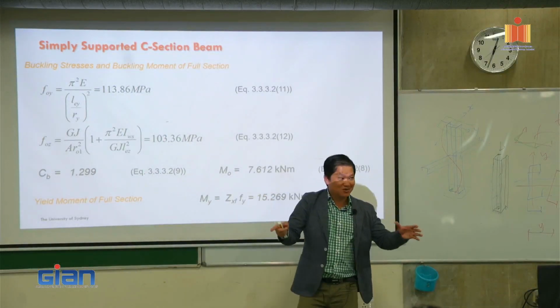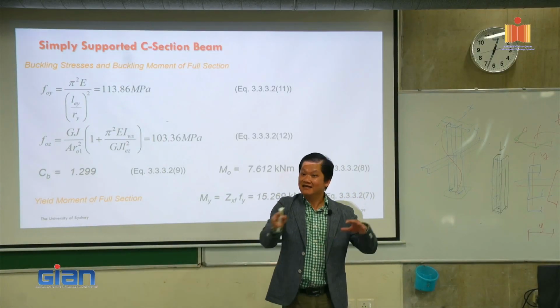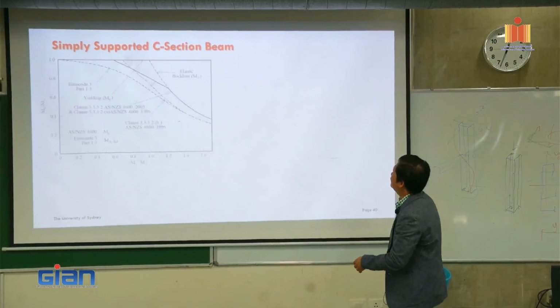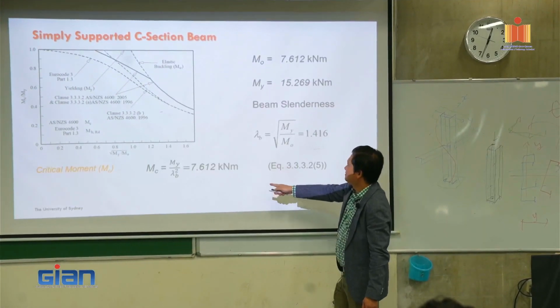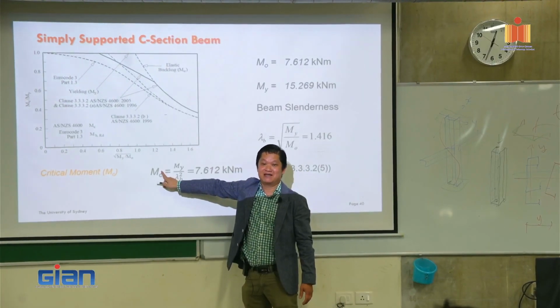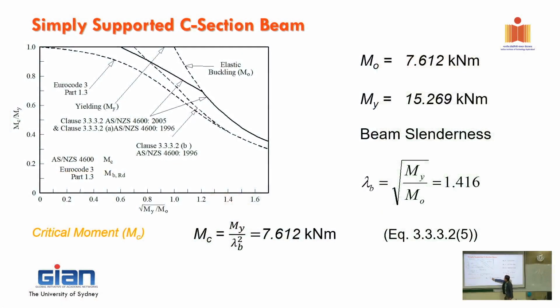So what next? You need to calculate Fn in the column, and we do exactly the same. We need to calculate Mc. Mc is equivalent to Fn. All right? And in Mc, you can see you've got a lambda on top, and this is the slenderness. Okay? So this is telling you whether it is member capacity or section capacity.